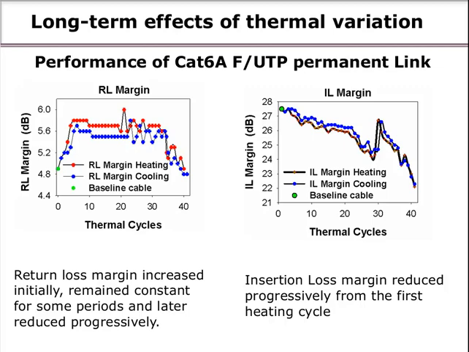Insertion loss margin, however, reduced progressively from the first heating cycle. But generally, the worst-case return loss performance of the permanent link was measured when the cable had cooled down naturally. However, the insertion loss performance is opposite to the return loss performance. The worst insertion loss performance of the permanent link was obtained with a temperature of 60 degrees C.